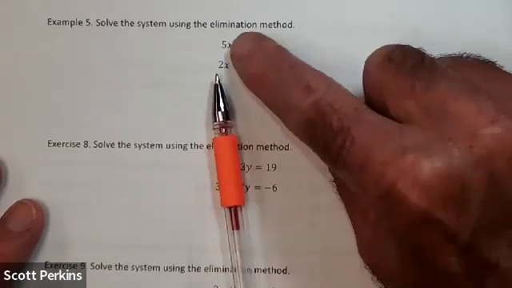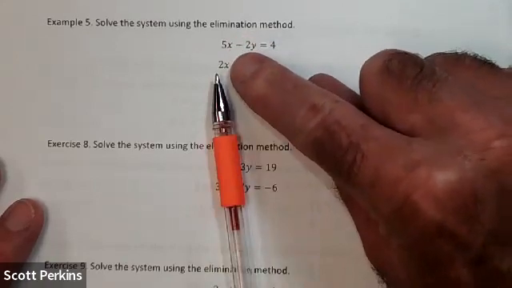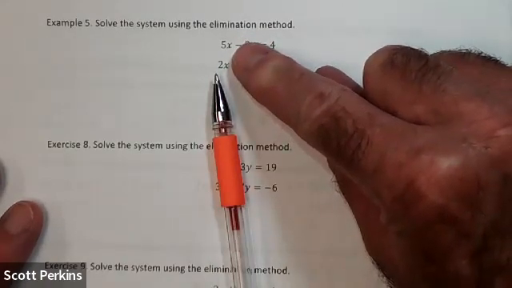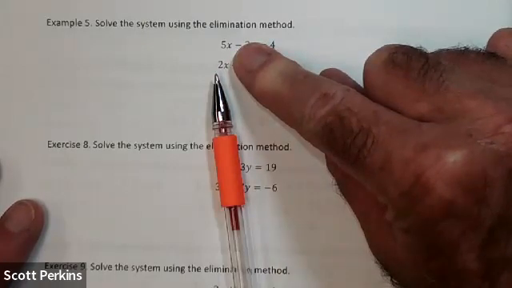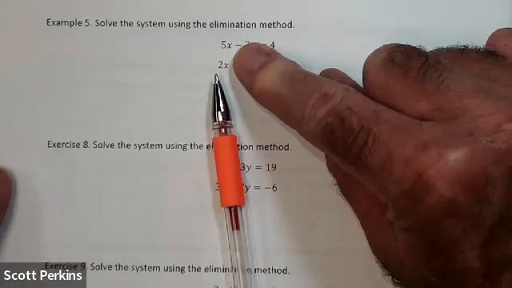I've got a 5x and I've got a 2x. What's the multiple that 5 and 2 have in common? 10. So here's my goal. I want to get a positive 10 in front of one of the x's and a negative 10 in front of the other. That way they'll eliminate. Does that make sense? That's just what we were doing before, but it was already set up.